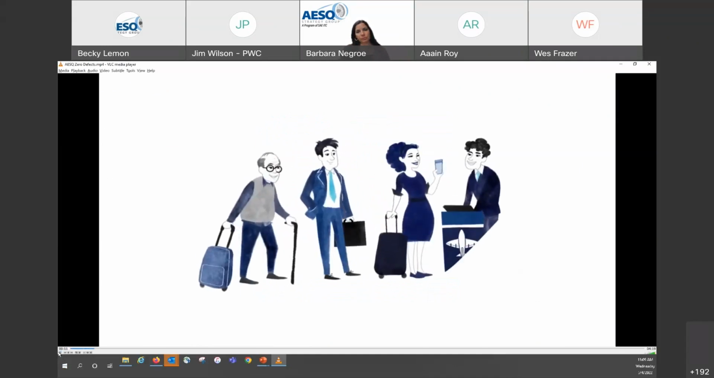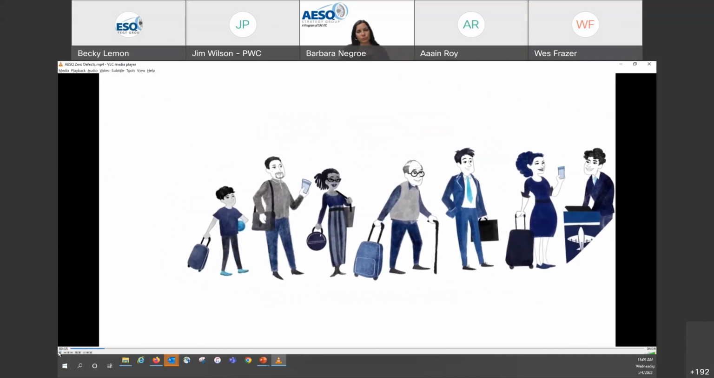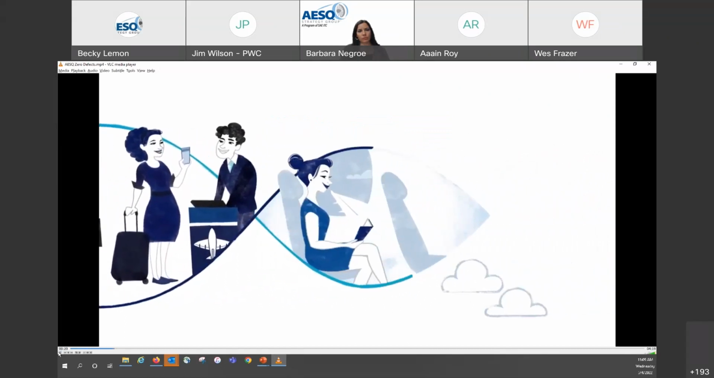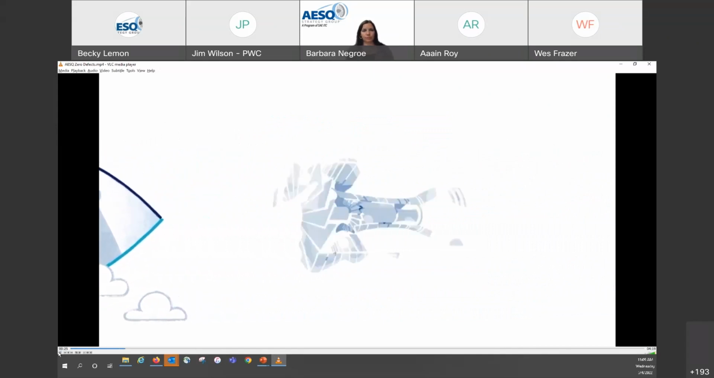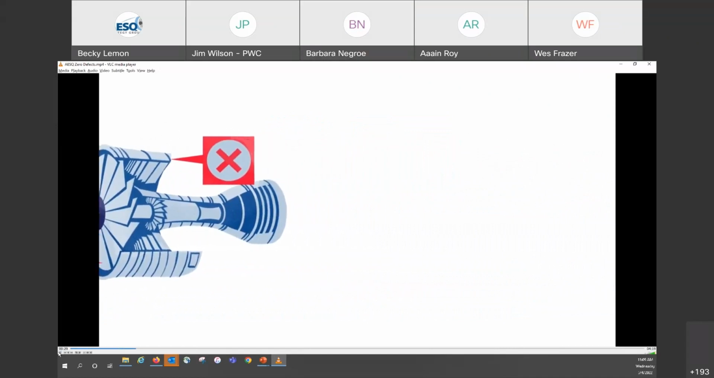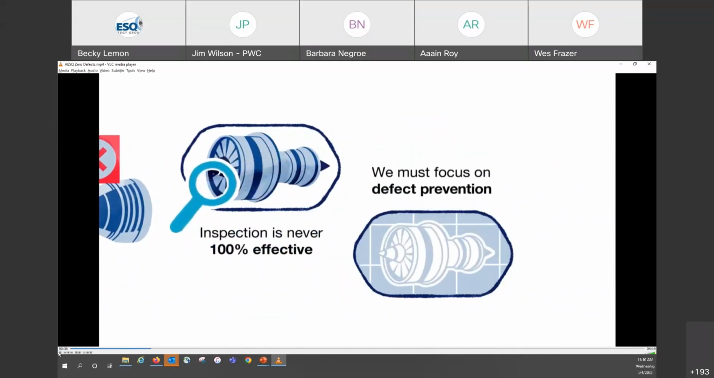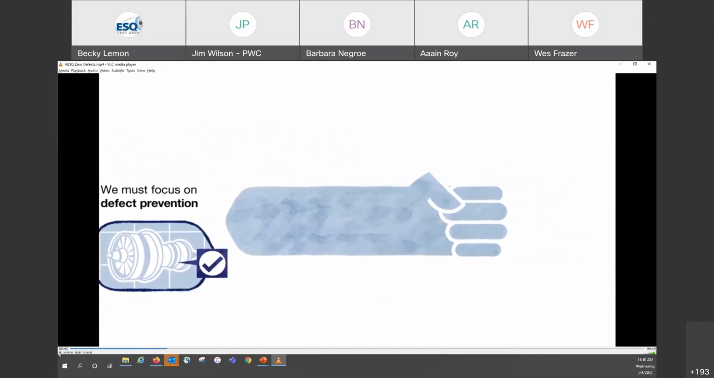Today, more than 3 billion passengers travel by air every year, and this is set to double over the next 20 years. These air passengers trust us with their lives. Naturally, our customers expect us to deliver defect-free products and services every single time. After all, that's our promise. But how do we guarantee zero defects when we know that inspection can never be 100% effective at sorting the good from the bad? The answer is to avoid producing defects in the first place.